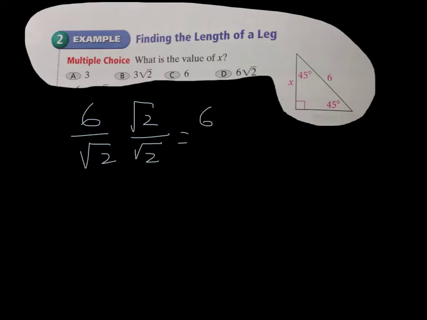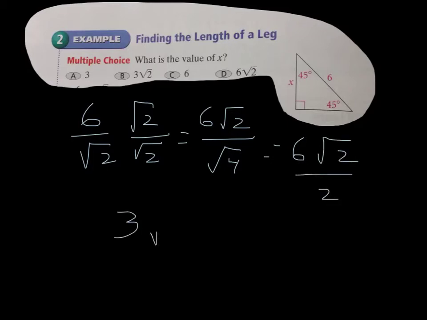So this gives us on top 6 times the square root of 2. On the bottom, you get the square root of 4. So you get 6 times the square root of 2 all over 2. So your final answer is 3 times the square root of 2.